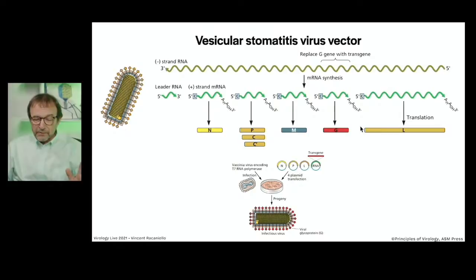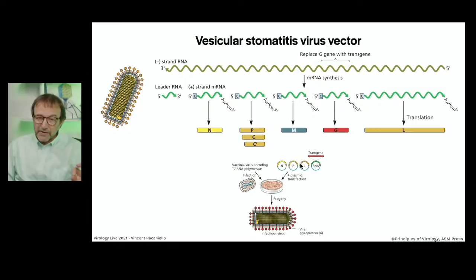So what we can do is replace the glycoprotein with a transgene, if it's a glycoprotein, for example, or we can add a transgene. If we're adding, say, an antigen, we can add it in addition to the glycoprotein. But in this case, we're replacing the G with a transgene. The way you recover virus is that you put four plasmids into cells: a plasmid encoding each of the viral N, P, and L proteins, and then a plasmid encoding the entire viral RNA in the plus sense into which you've inserted your transgene. Each of these plasmids has a T7 RNA polymerase promoter in it.